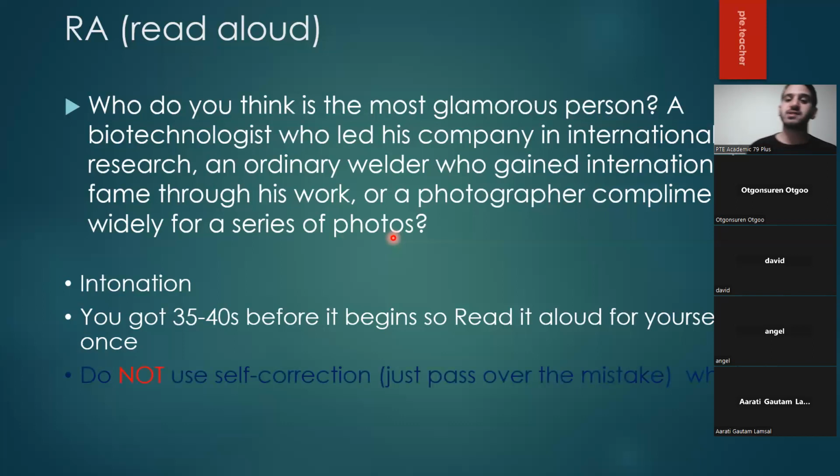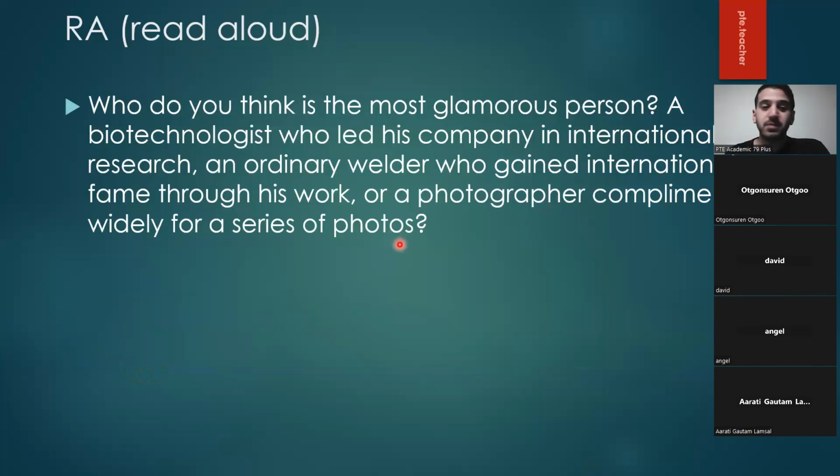Do not use self-correction, just pass over the mistakes. Why? As I told you, because you would lose points for your fluency. Do not hesitate, do not correct your mistakes. I know we're all used to correcting our mistakes. Even when we're talking, if we make a mistake, we go back and correct it, right? But you've got to get used to not correcting your mistakes here in the PTE exam. All right, so can I please ask you to read it one more time for us?